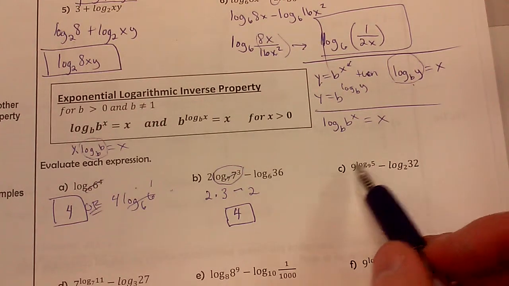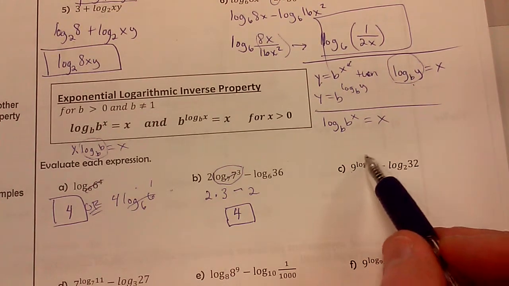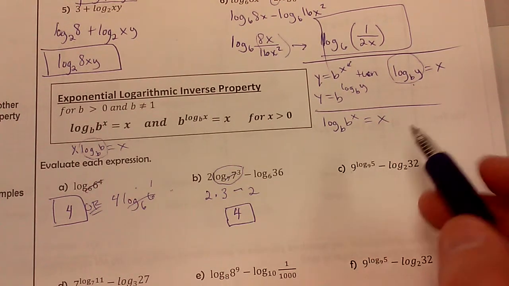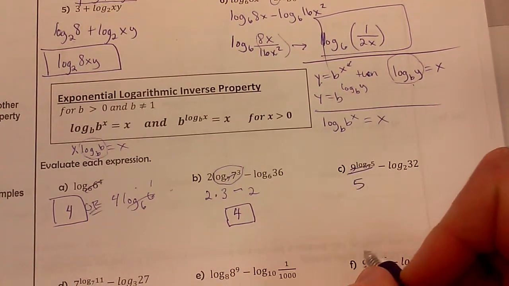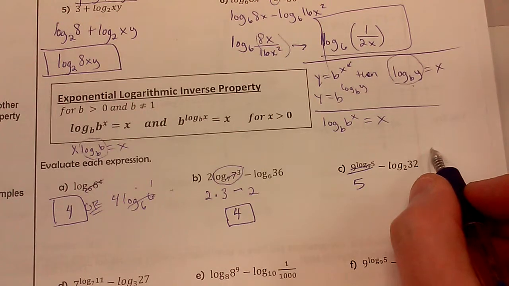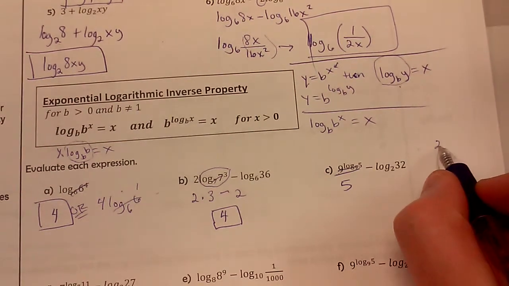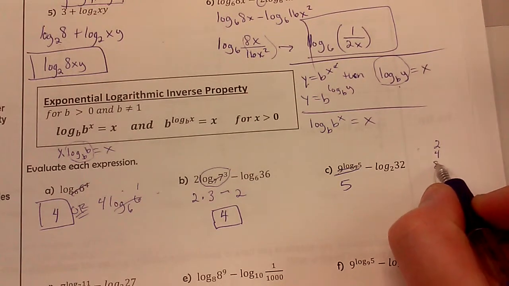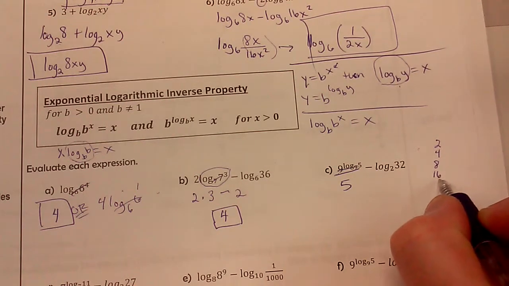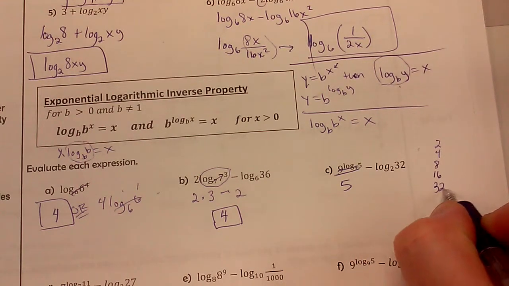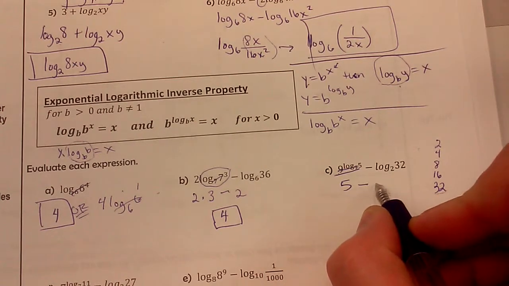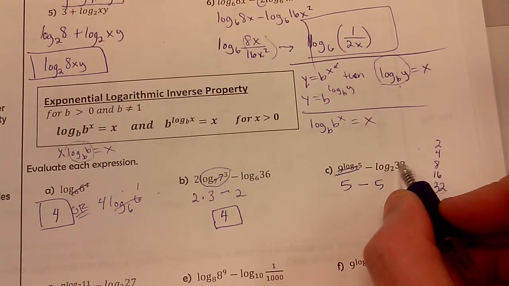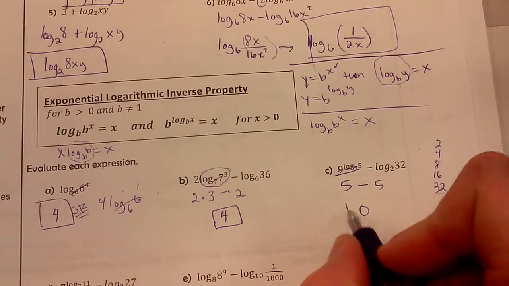Here's our other property where we have an exponent with a log up in the exponent, and they have the same base, right? The bases have to match. So this becomes the number 5. And then 2 to what power is 32? Let's see here. 2 to the first, 2 to the second, 2 to the third, 2 to the fourth, 2 to the fifth. Okay, so this will be to the fifth. So 5 minus 5. 2 to the fifth equals 32. So my answer here is 0.